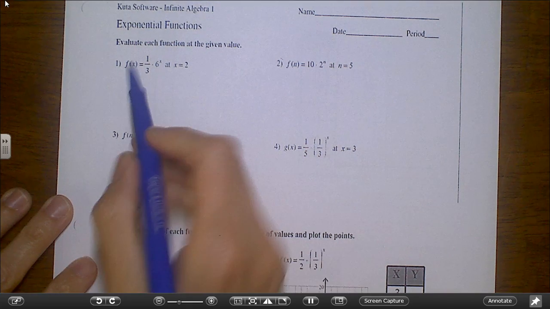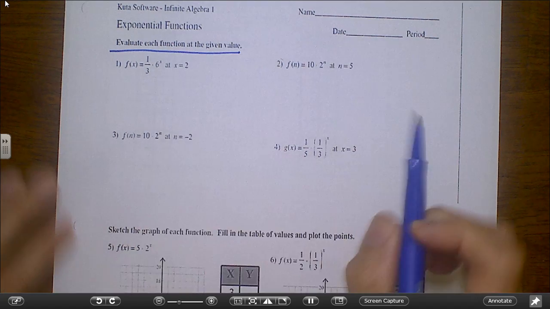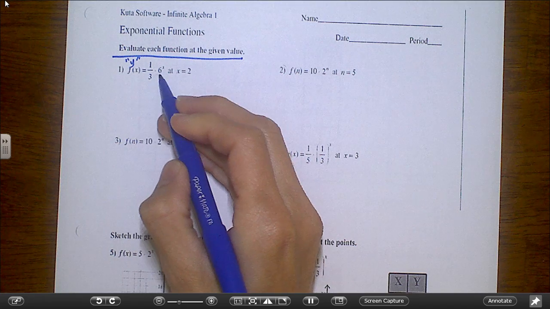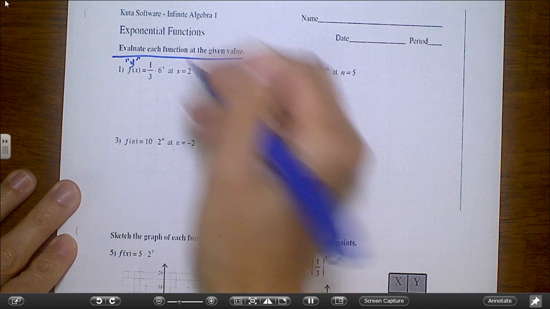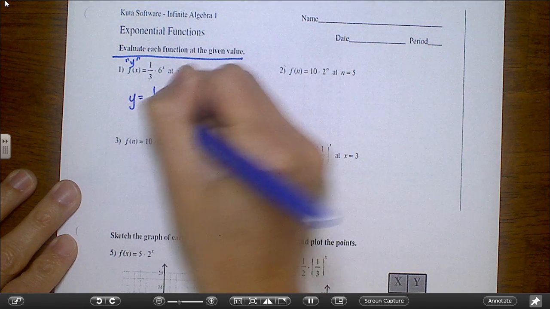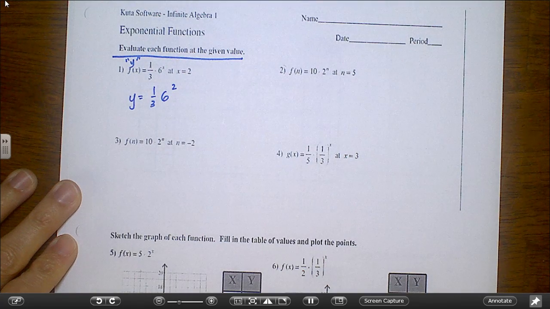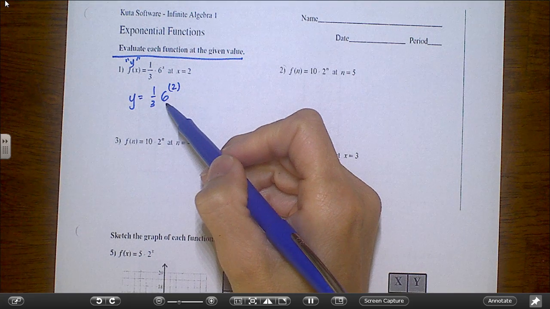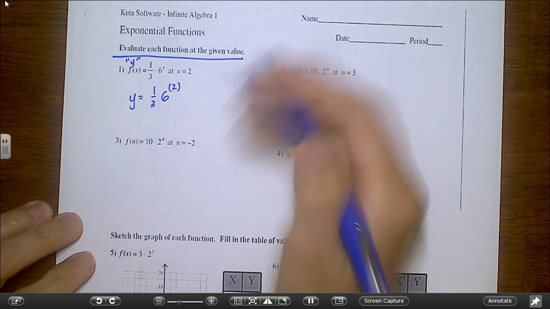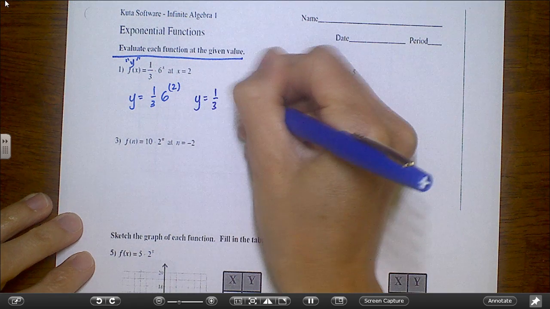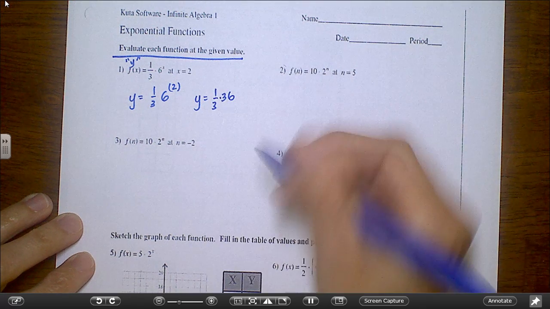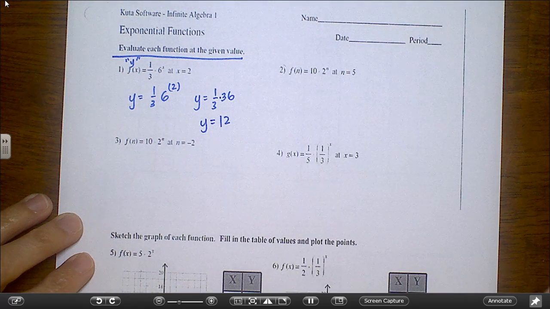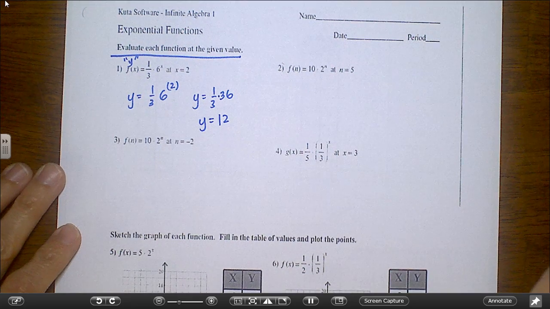All right, so the first thing says evaluate each function at a given value. Well, f of x, remember that means y, is 1/3 times 6 to the x at x equals 2. So evaluate just means plug in 2 for x. And then remember, you have to do your exponents first. So 6 squared is 36. And then 1/3 times 36, or 36 divided by 3, will give you 12. So that's what that means for evaluate.